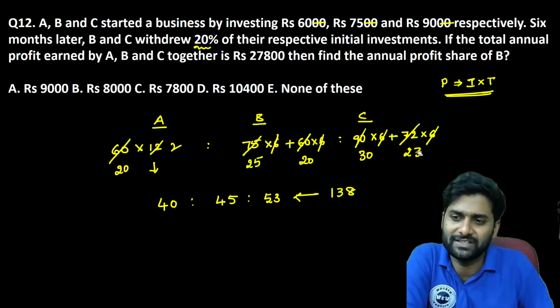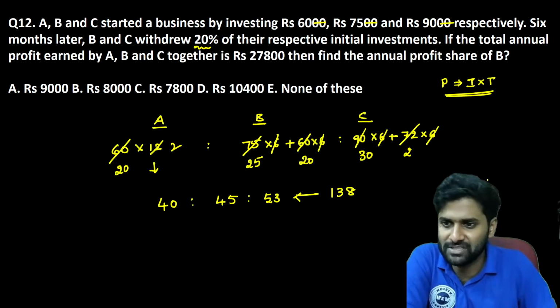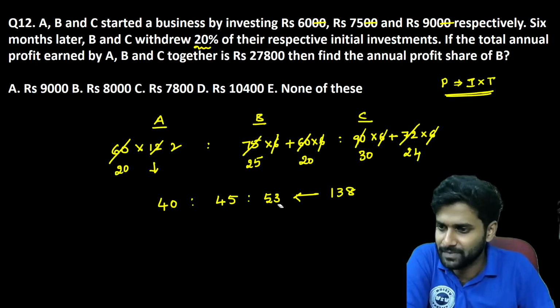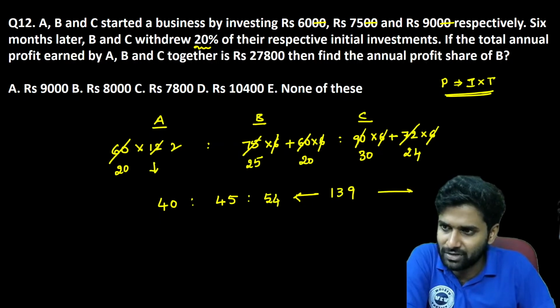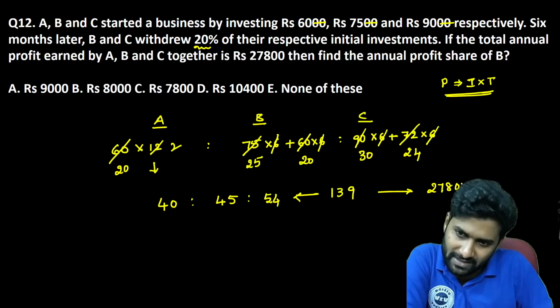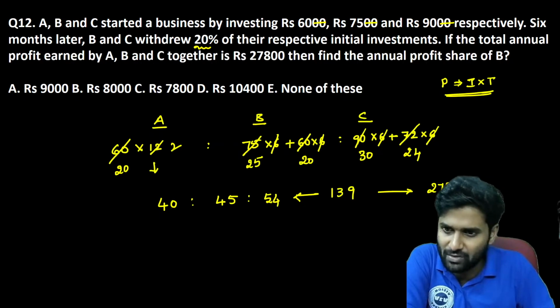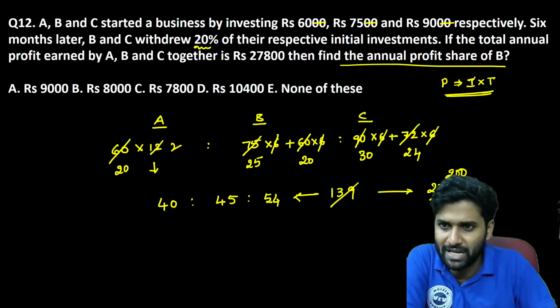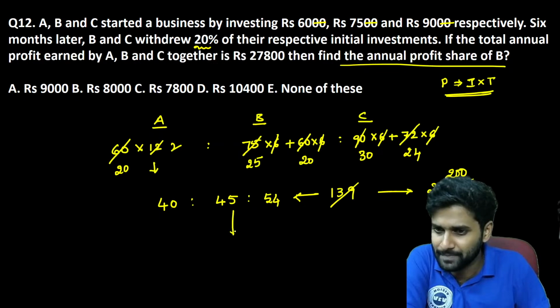Sorry, it's 3/4, right? Sorry for this. It's 24 units, so definitely this is 54. Now you will get 139. 139 becomes 27,800. If you go through the cancellation, you will get each unit equal to 200. Now what is the annual share of B? It is exactly equal to 9,000.